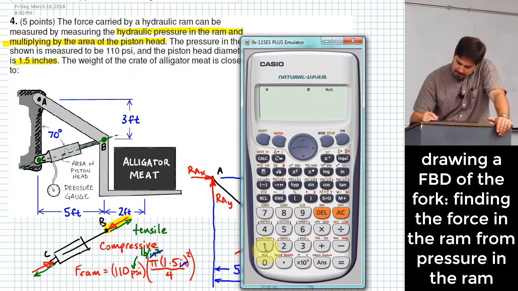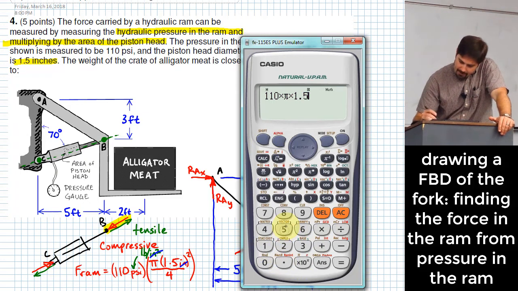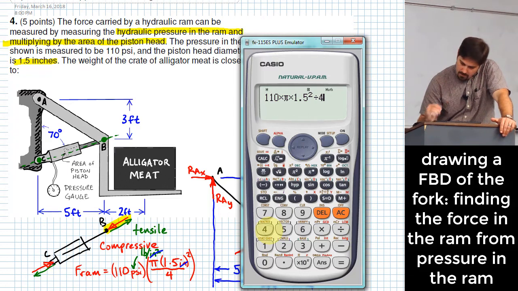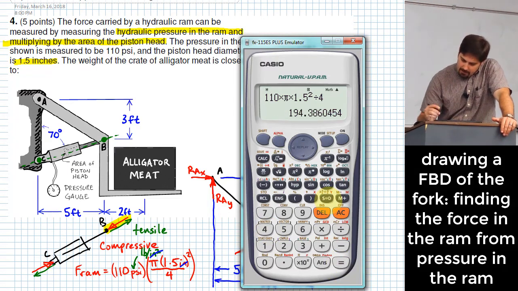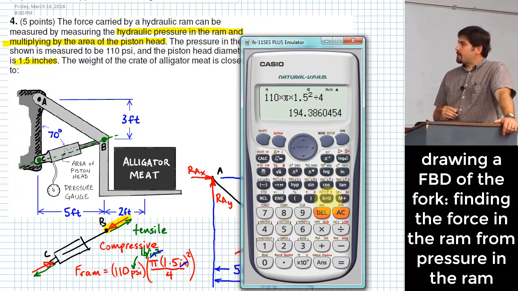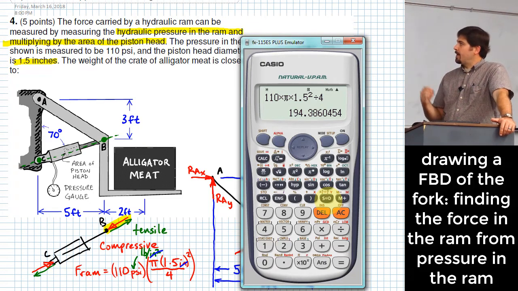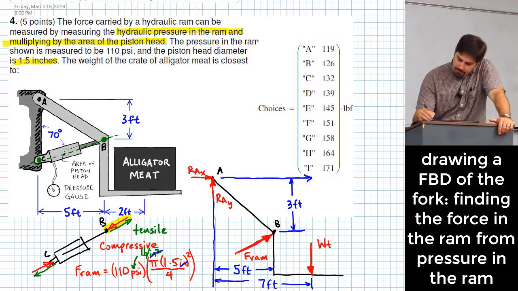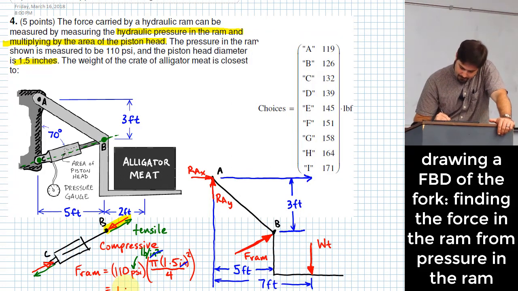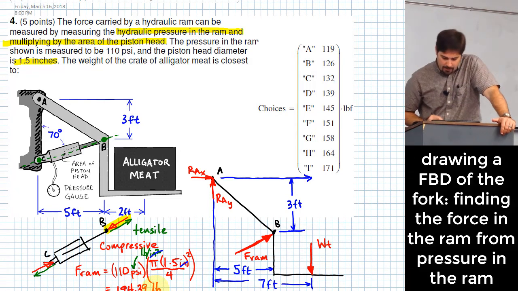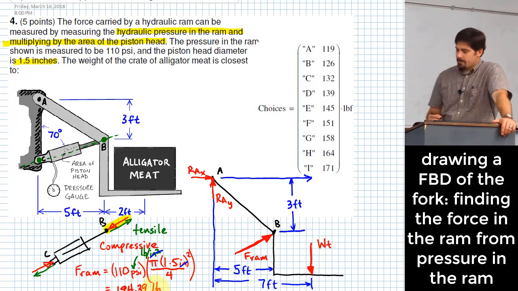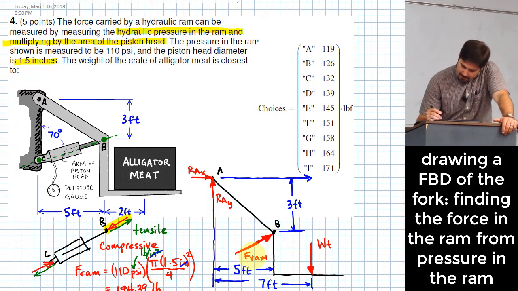So let me go ahead and punch this in here. 110 times pi times 1.5 squared divided by 4. Okay, and this gives me how much force I actually carry in that ram. 194.39 pounds. Okay, and that's this FRAM that I have right here.